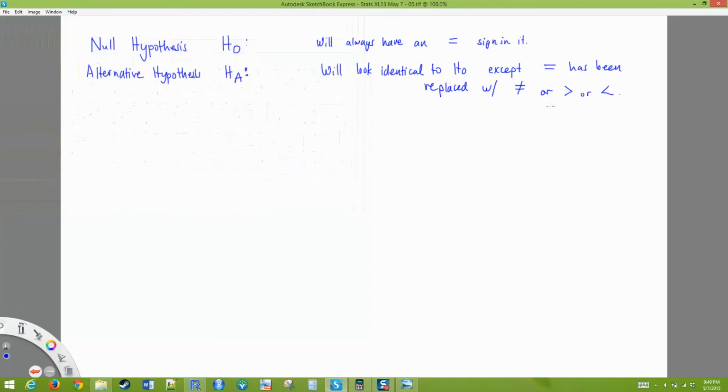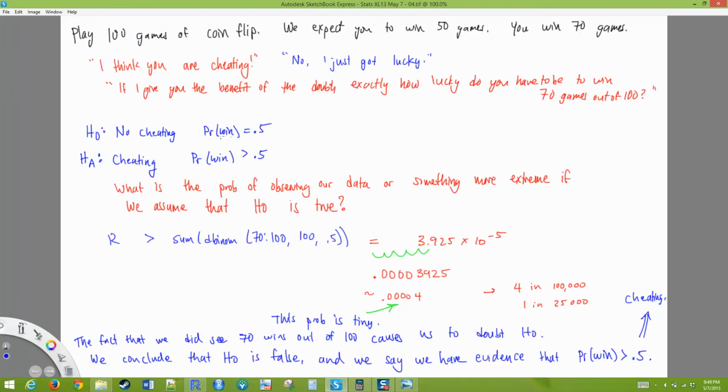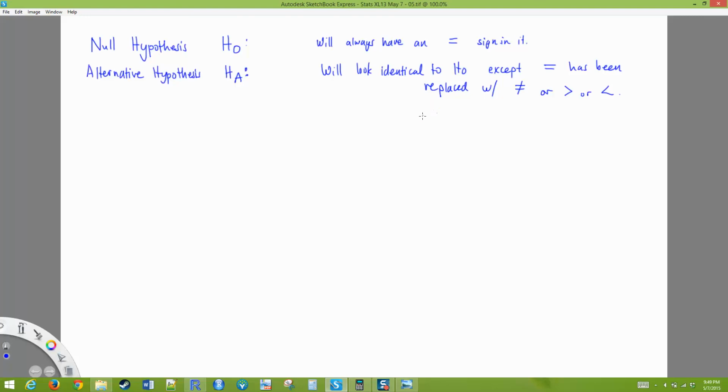Okay? So just flipping back a slide. Here I said no cheating going on means the probability of winning is equal to 0.5, which is what we would expect for a coin flip game. And then the alternative hypothesis is that the probability of winning is greater than 0.5. So these two are identical, except we've replaced the equal sign with a greater than sign. Okay? So you're going to have a null hypothesis and an alternative hypothesis. You do the math and you arrive at something called a p-value.